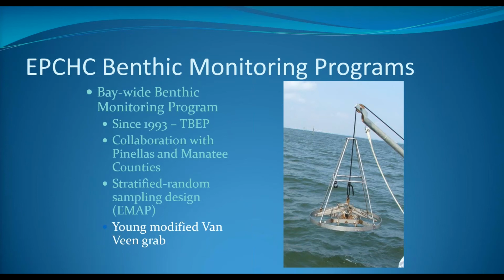And we use a Young modified Van Veen grab. The grab takes a sample, it's 0.04 square meters and to a depth of about 15 centimeters into the sediment. The samples are then sieved through a 500 micron sieve, and all the animals that are larger than 500 microns are retained, sorted under a dissecting microscope and identified to the lowest practical taxonomic level.